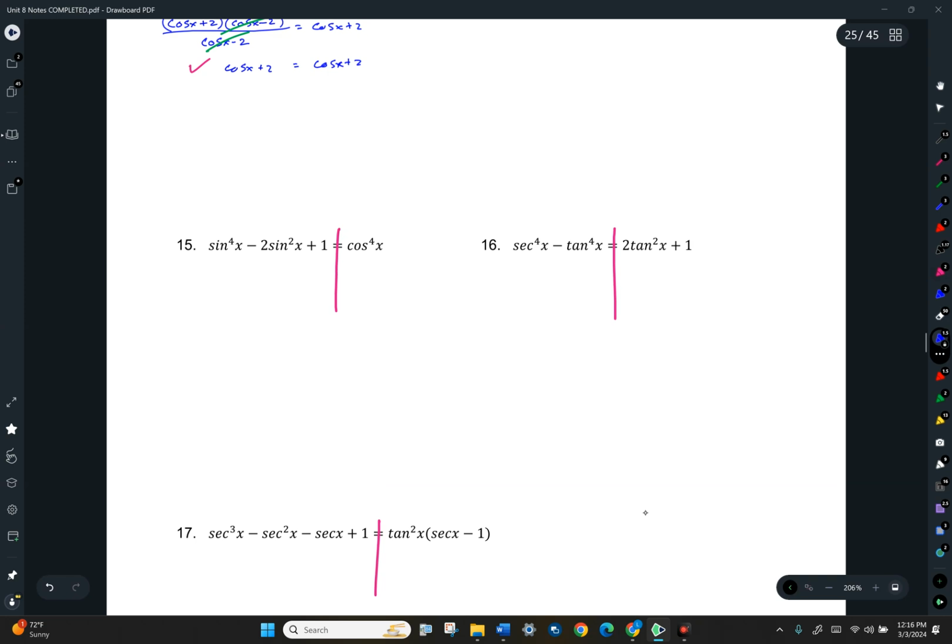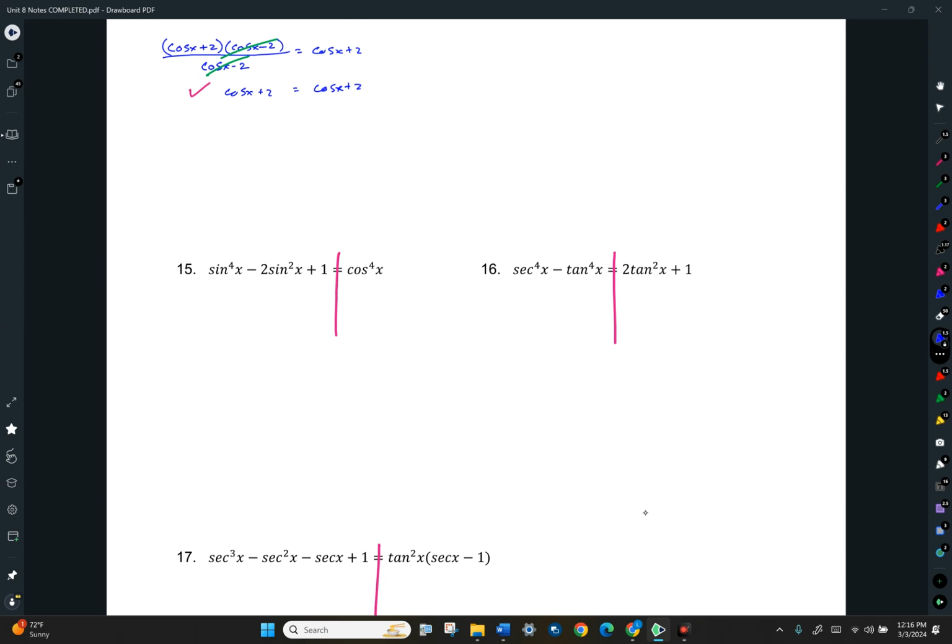Maybe you're thinking about this off to the side. Let's say I have, actually, I'm going to use a different variable. Let's say I have y to the 4th minus 2y squared plus 1. Do you see that this would be the exact same kind of factoring as this? It's just that it's not a y to the 4th, it's a sine to the 4th. And it's not a 2y squared, it's a 2 sine squared. So it's the exact same kind of factoring.